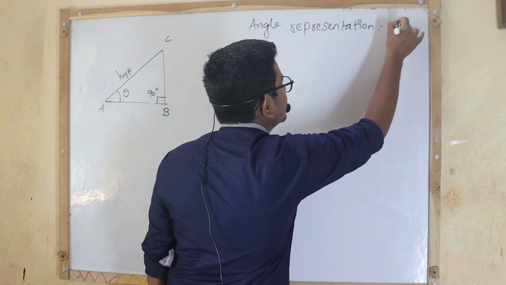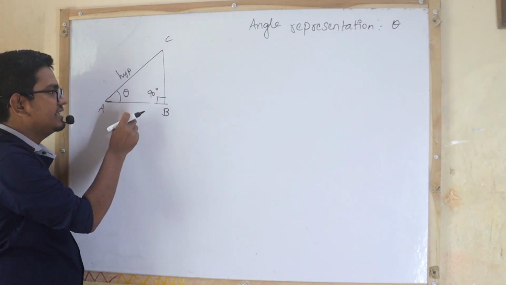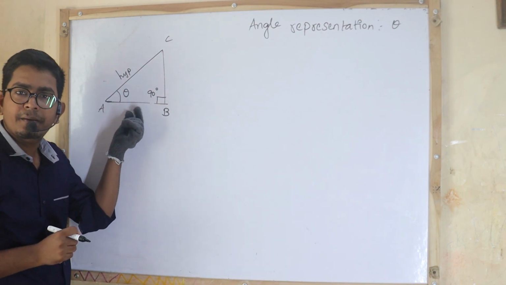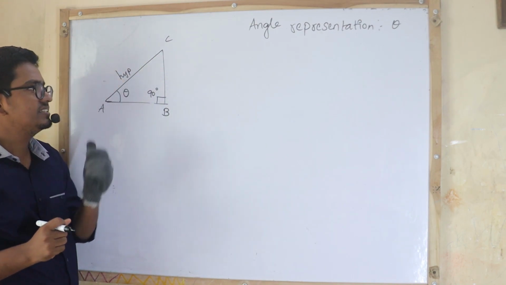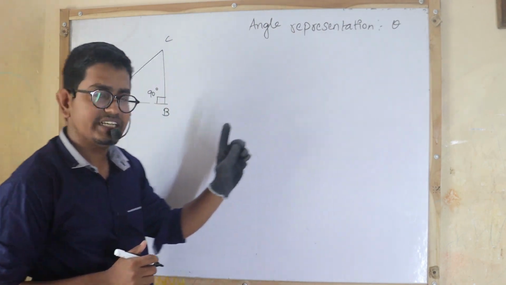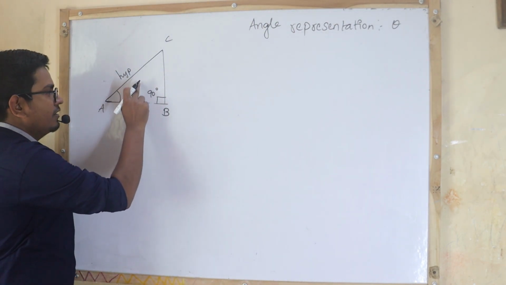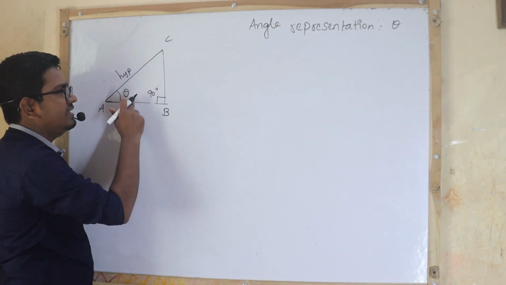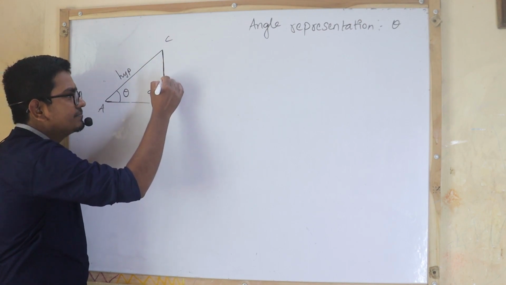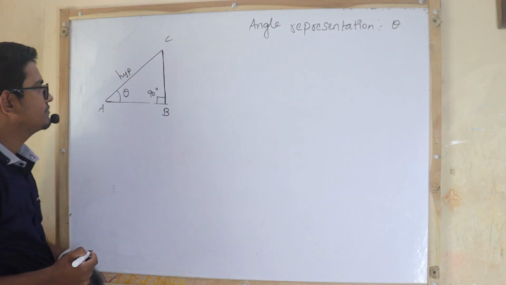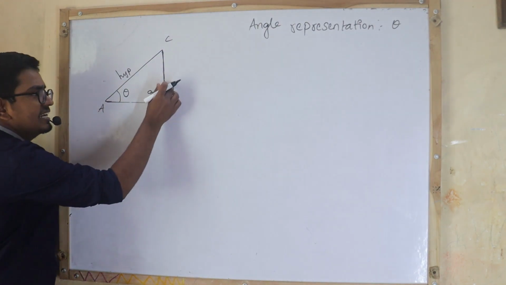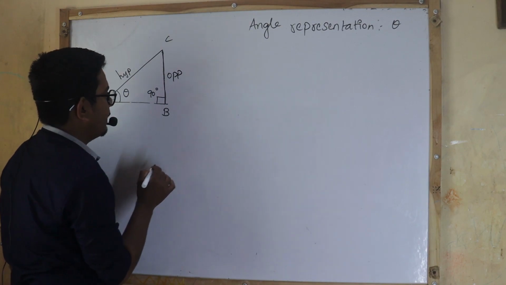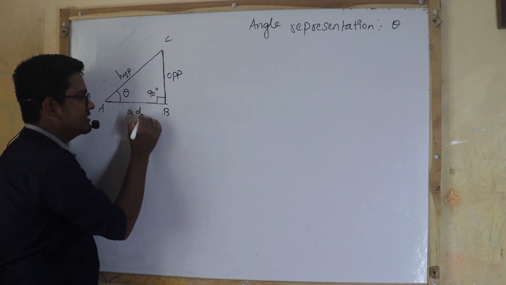How to represent an angle? Theta. Theta is the angle made between the lines AB and AC, and the angle representation is theta, right? So with reference to this theta, I can say the side which is exactly facing the theta will be known as the opposite side, and the last side will be known as the adjacent side.